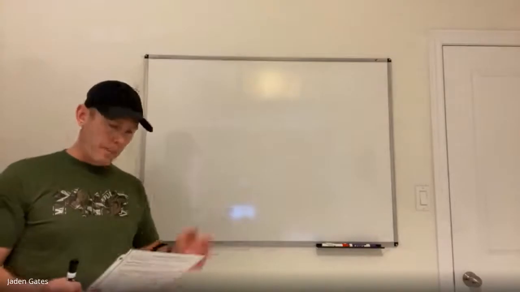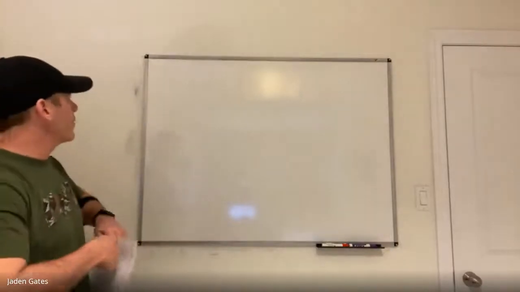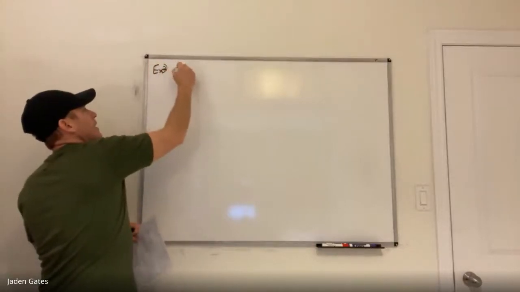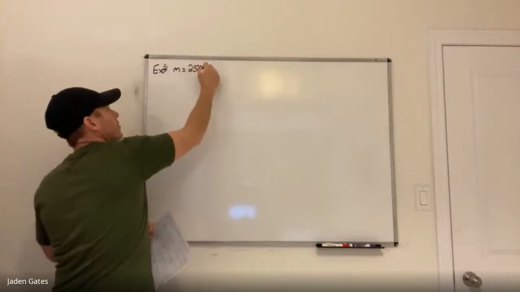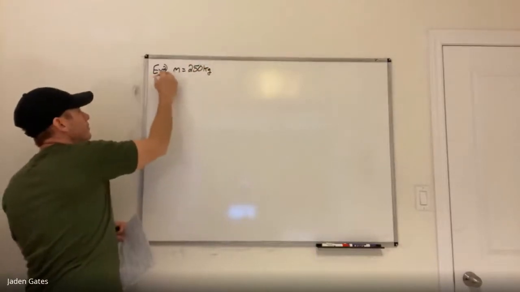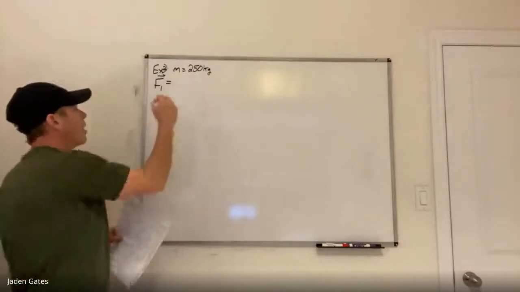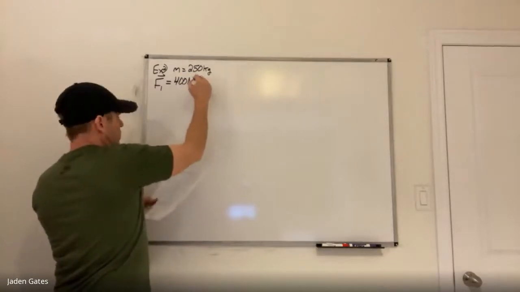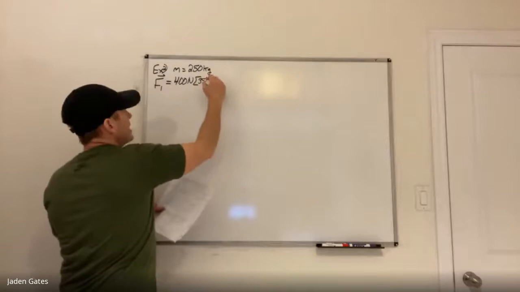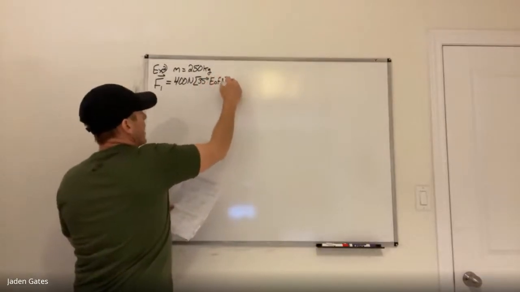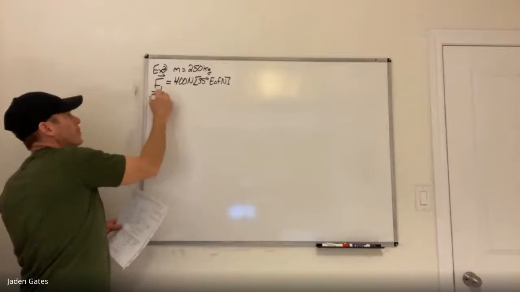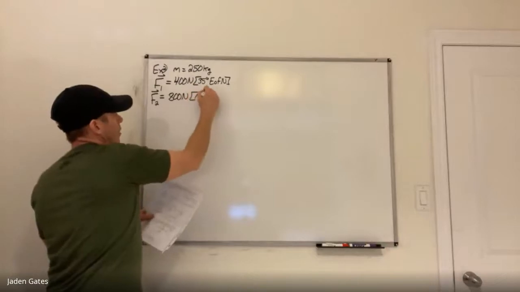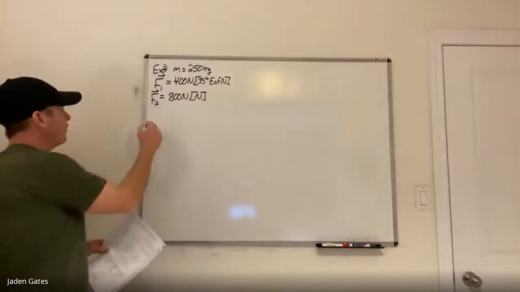All right, so I read the question. Here we go. I'm going to write down the information. So this is example 2 here. The mass is 250 kilograms. The first force that we have here is 400 newtons, 35 degrees east of north. And our second force from the other person is 800 newtons north. All right, and we are looking for the acceleration.